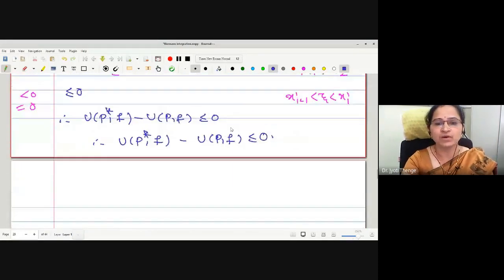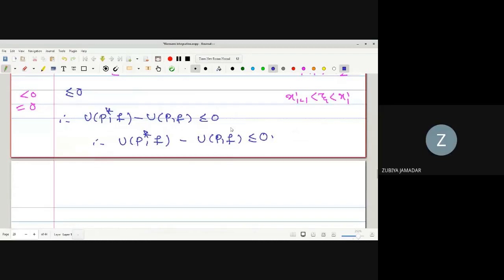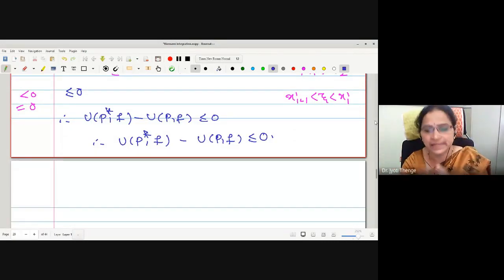Okay. Any doubt about today's theorem? Lower sum increases or upper sum decreases with respect to the refinement. Okay. We will have a look at the corollary of this theorem in the next lecture.